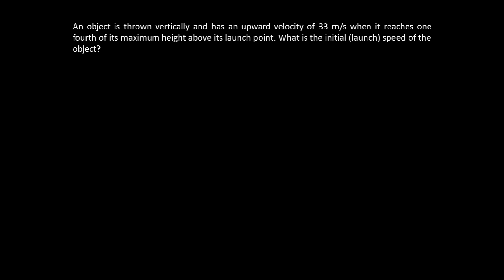So let's read. An object is thrown vertically. It has an upward velocity of 33 meters per second when it reaches 1/4 of its maximum height above its launch point. What is the initial or launch speed of the object? So let's first draw the diagram for this one.